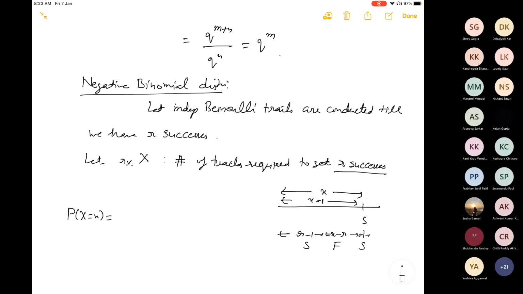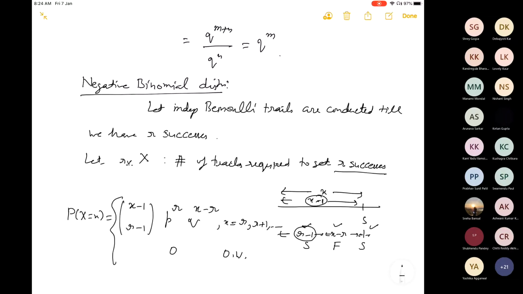So that means p raised to power r minus 1 into p, that is p raised to power r, and q raised to power x minus r, because the probability of failure is q. And out of these x minus 1, r minus 1 successes can be arranged in x minus 1 C r minus 1 ways, where x starts from r, r plus 1 and so on, 0 otherwise.